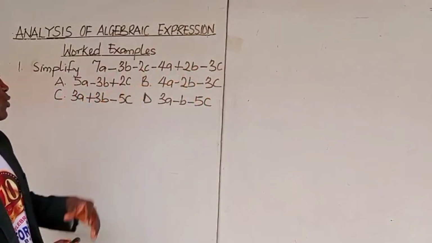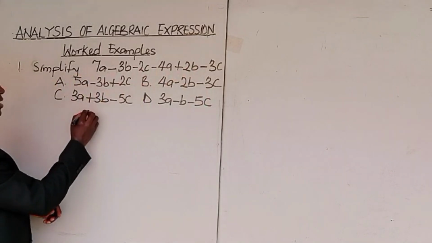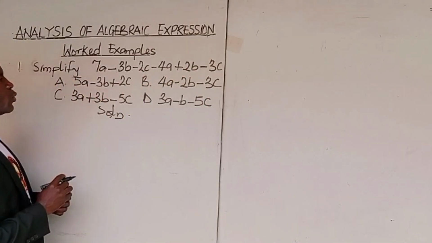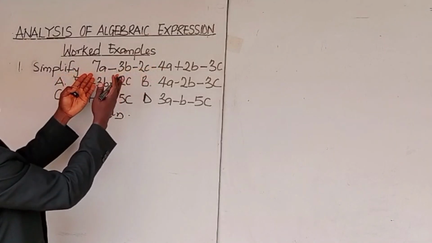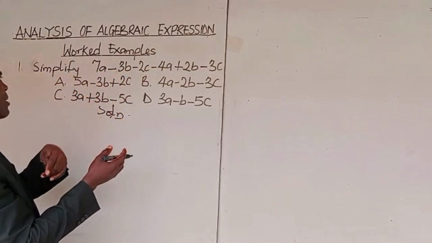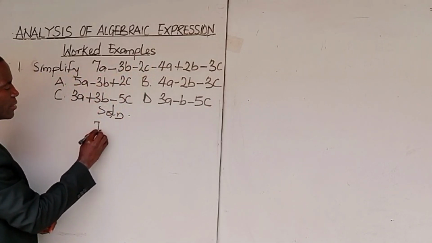And here are the options. So what we are going to do to solve this problem is this. For us to solve this problem, we are going to look at the like and the unlike terms. So we bring the like terms together. So we are going to have 7a.